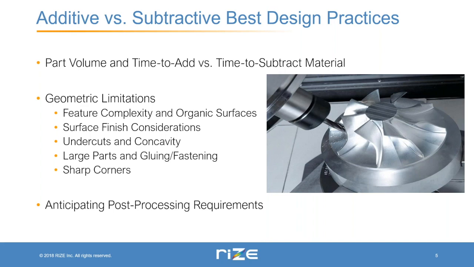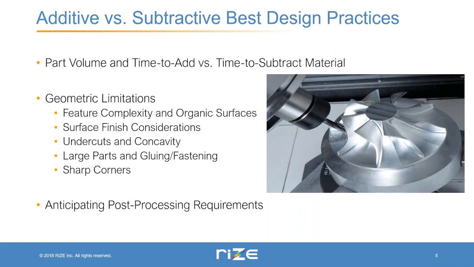And then a final geometric limitation is sharp corners. The corners of parts when produced with additive, depending on whether that corner is convex or concave, will determine how sharp it can be produced. Concave corners can be essentially as sharp as needed, whereas convex corners are limited by the width of the nozzle that is extruding material, and also by the material properties of the material that's being used.